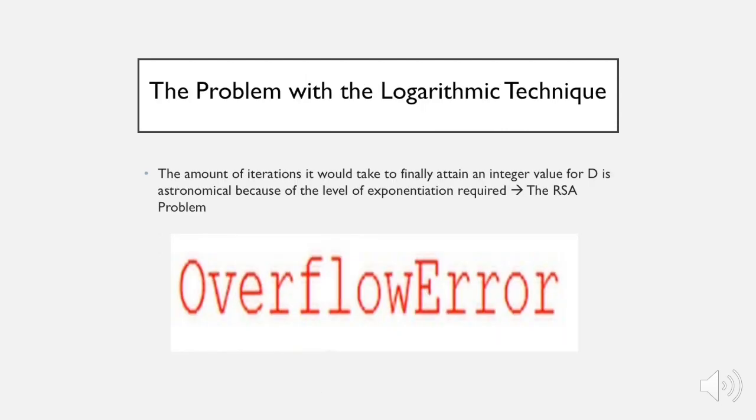Even though the message interceptor can keep on running this sort of sequence to achieve an integer value for d, the amount of iterations it would take to finally attain an integer value for d is astronomical, making calculating the decryption key through logarithms just as impractical and time-consuming as semi-prime factorization. This is because of the level of exponentiation required when solving for d using the logarithmic technique. In fact, when I ran this in Python, the amount of iterations required surpassed Python's programming capabilities, resulting in an overflow error. The difficulty of calculating the exponent d in this way is known as the discrete logarithm problem, or the RSA problem.